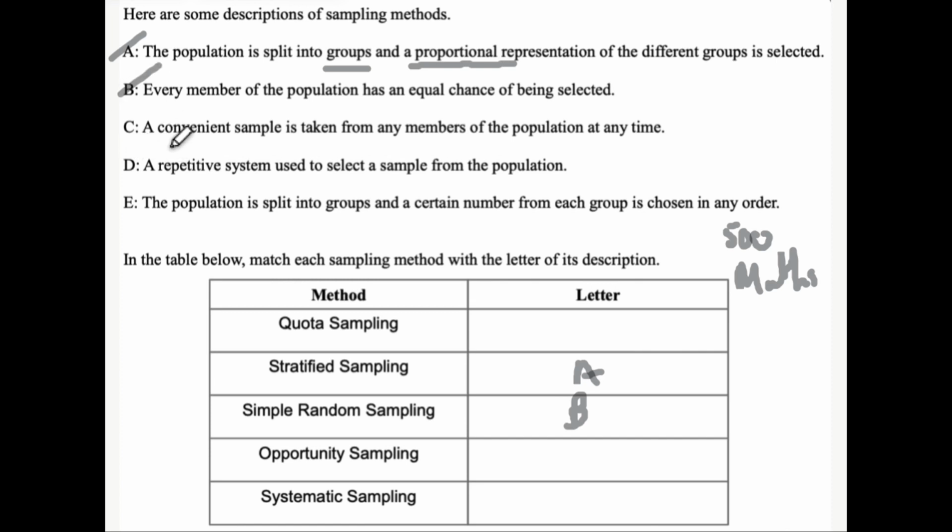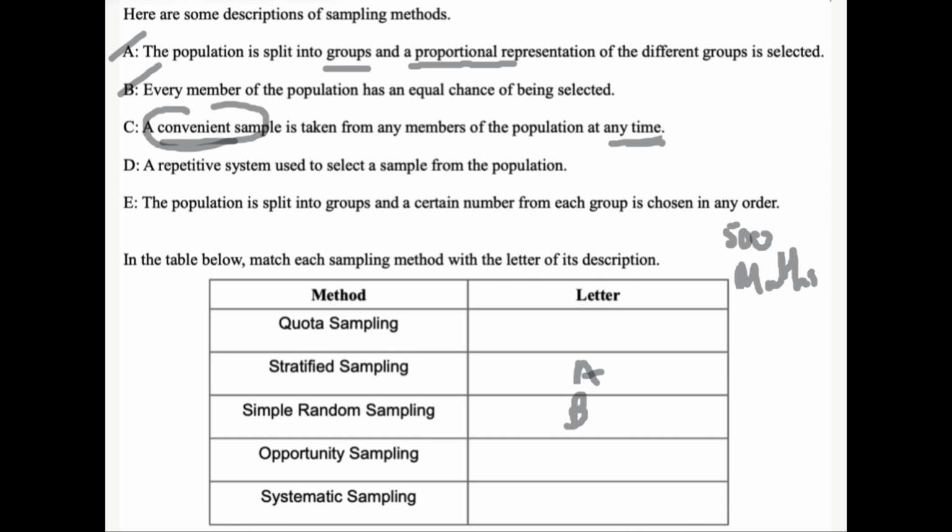Moving on to option C, a convenient sample is taken from any members of the population at any time. So the key thing here is the word convenience. An example of that is, let's say there's a gym owner and he wanted to check whether his equipment was good, but he's only free between 12:30 and 1 p.m. every single day. If he only samples in that time, that's not representative of the whole day, because only a specific type of person comes during that time. Maybe someone's on their lunch break, or maybe someone who doesn't really work and therefore they can't go due to their lunch break.